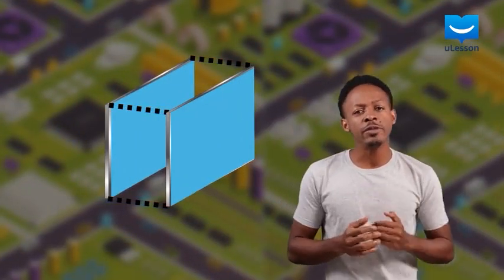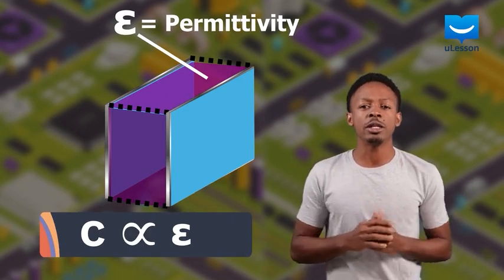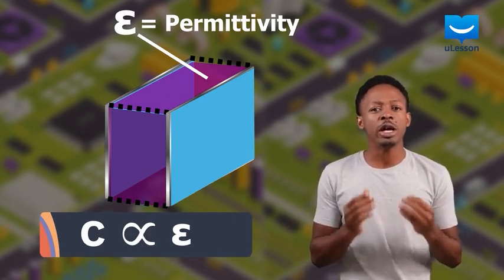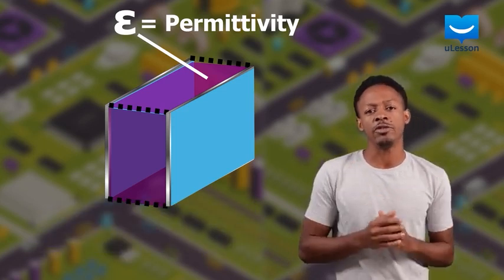Thirdly, the permittivity of the dielectric between the conductor plates affects the capacitance. Permittivity is a proportionality constant. It is a measure of a medium's ability to store electrical energy in an electric field.